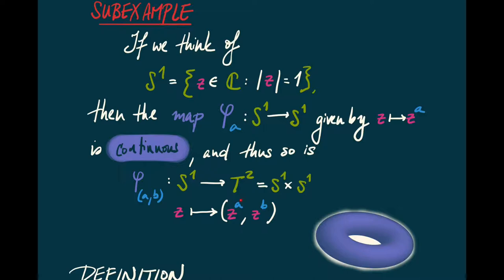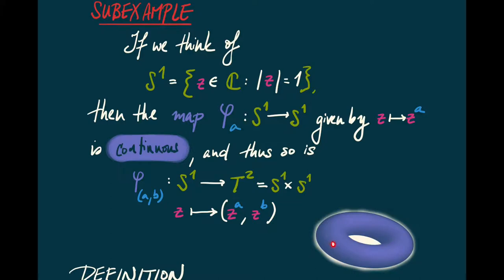And so what's happening? What does this map look like? Well, the A is telling you how many times to go around one of the two circles, and the B is telling you how many times to go around the other of the two circles. The A is telling you how many times you're going around the tube like this. The B is telling you how many times you're going around the circle like this. These are the two circles that make up the torus.